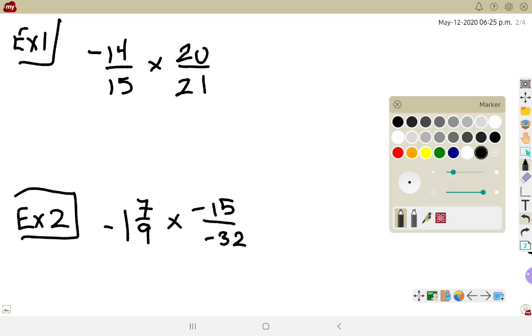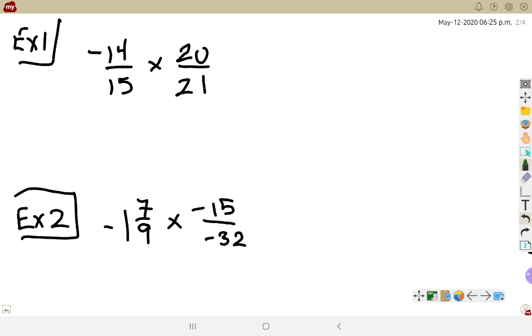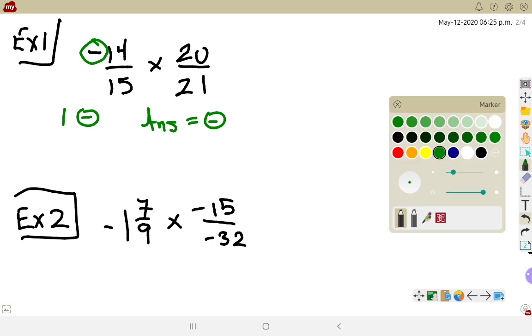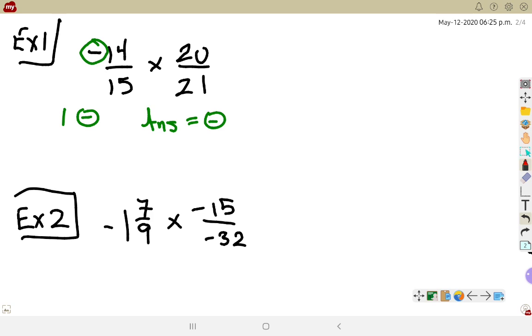Okay. All right, before I do my cross-reducing, I am just going to double check. I have one negative sign, and that means that my answer is going to be negative. If I have an odd number of negatives, I get a negative answer. If there's an even number of negatives, I get a positive answer. So before I even do any work, I know that my answer is going to be negative.